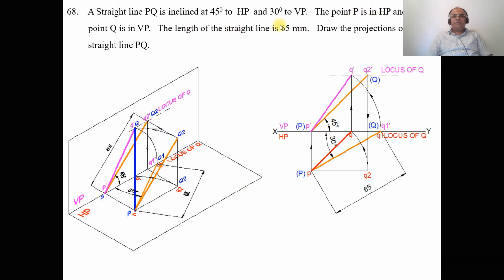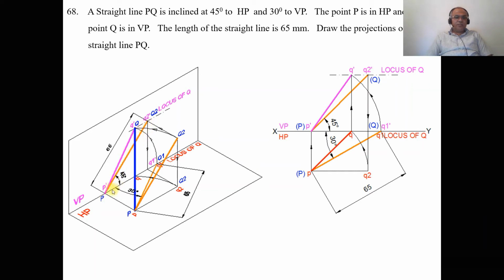Whenever one point is in HP and the other point is in VP, we always need to start from the top view. So consider any point and mark this point as Q1, and then from there draw a line which is inclined at 30 degrees to VP, measure a distance of 65, and mark this point as small p. Then project this point directly onto the XY line and mark it as P dash, and from here measure 45 degrees and mark a length of 65. This will be the locus of Q in the front view, and you mark this as Q2 dash and join P dash Q2 dash with a dotted line.